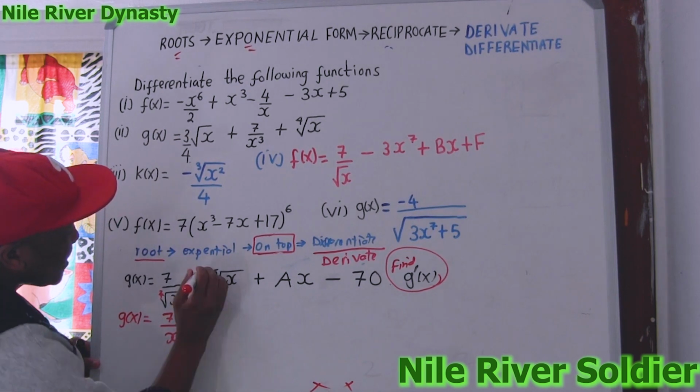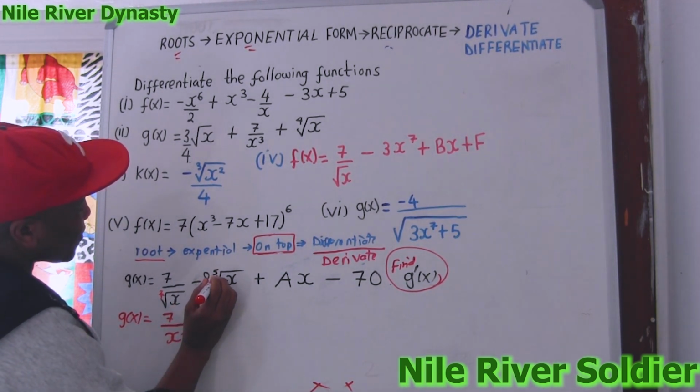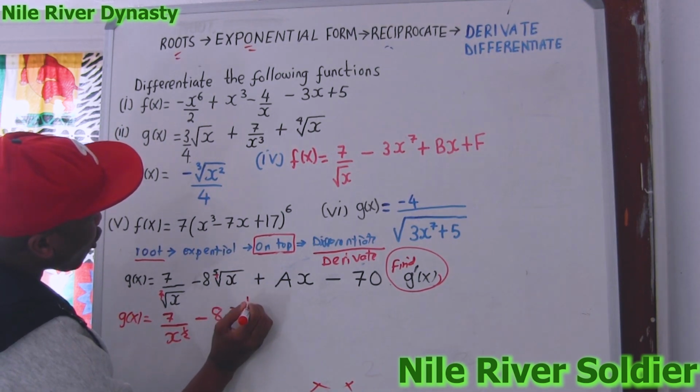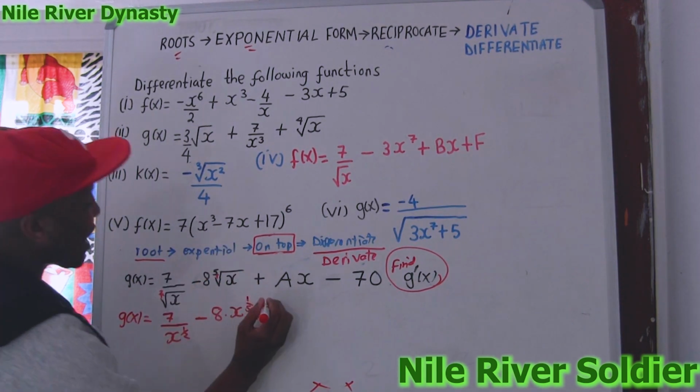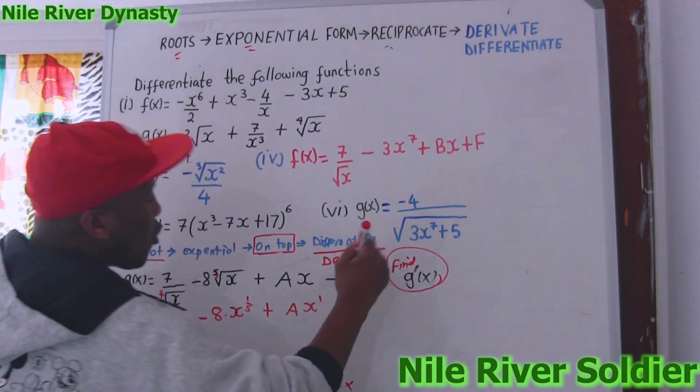Okay, minus 18 times, this also must be flipped, because 5 is 5 over 1. So it's going to become x to the 1 over 5, because you flip it when you want to write it in power. And this is going to become ax, no power means power 1. Why say power 1?